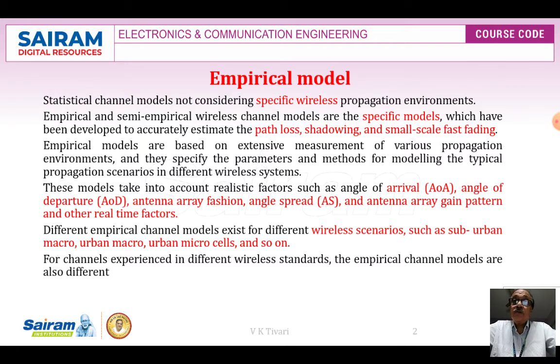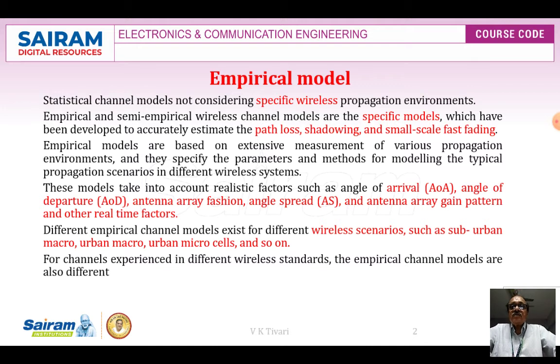Empirical models are also based upon extensive measurement of various propagation environments. They specify the parameters and methods of modeling the typical propagation scenarios in different wireless systems. These models take into account realistic factors such as angle of departure, angle of arrival, antenna array factors, angle spread, antenna array gain pattern, and other real-time factors. So these are more accurate models, and the fading channel losses are sorted out by these empirical models.